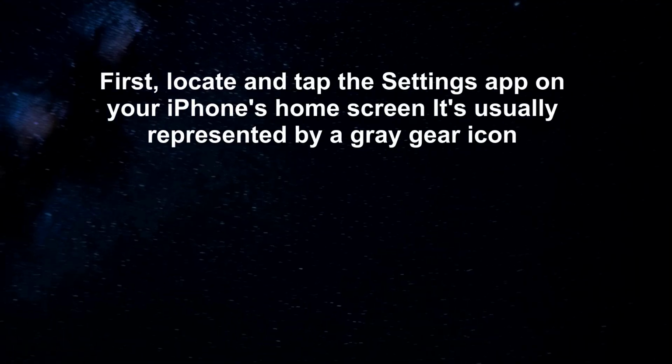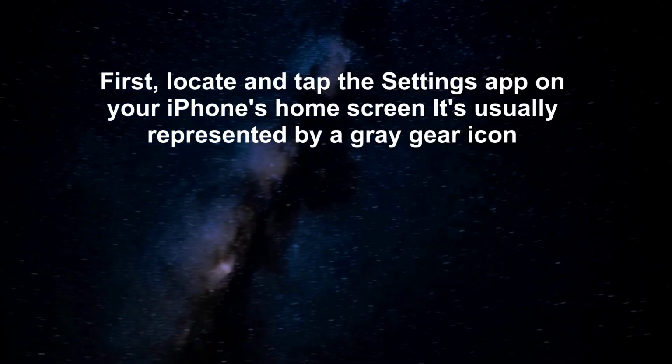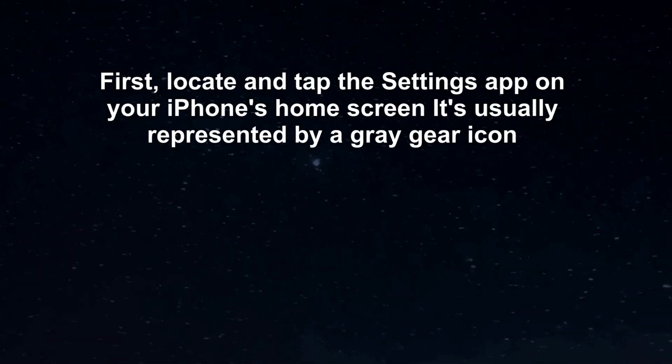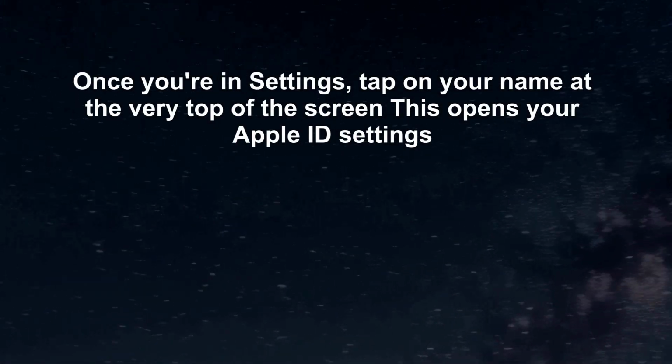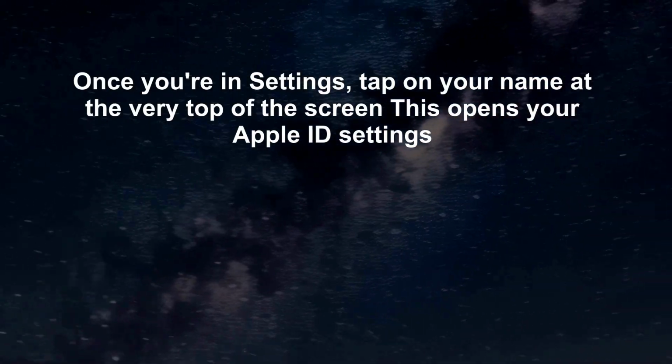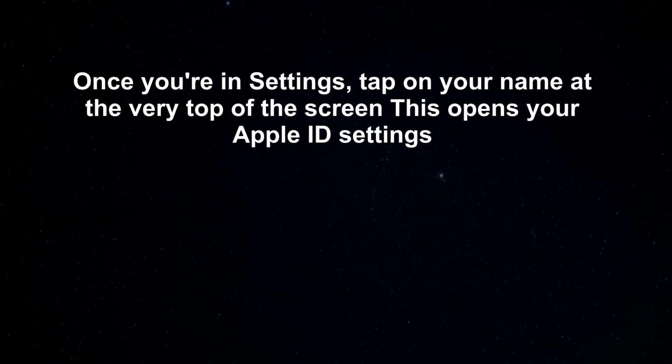First, locate and tap the Settings app on your iPhone's home screen. It's usually represented by a gray gear icon. Once you're in Settings, tap on your name at the very top of the screen. This opens your Apple ID settings.